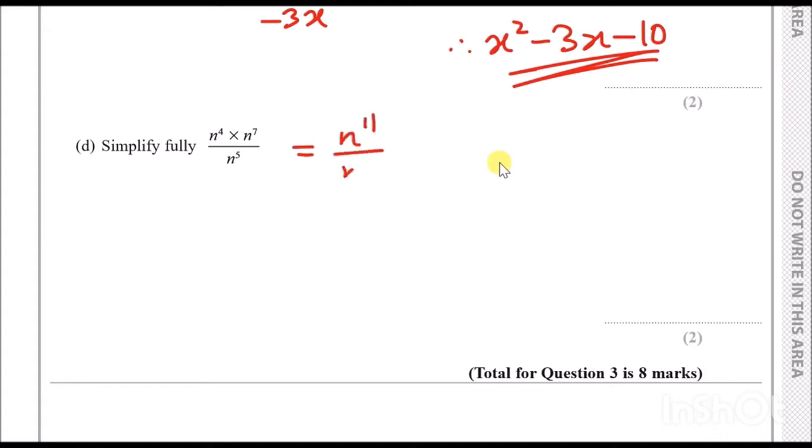11. And you still got n to the 5 below. When you divide, you subtract the powers. So 11 take away 5 is going to give us n to the 6. And that's it, guys. That's 3 done.